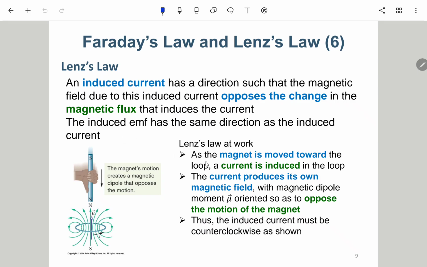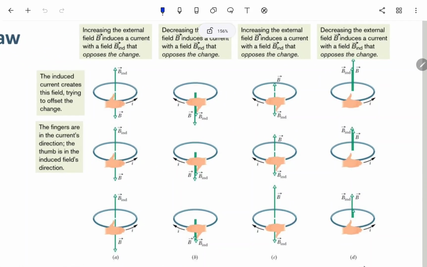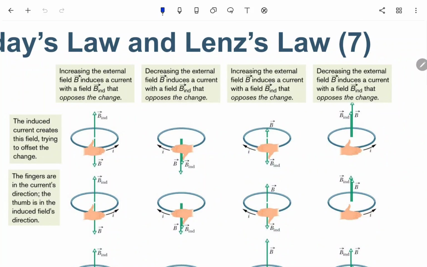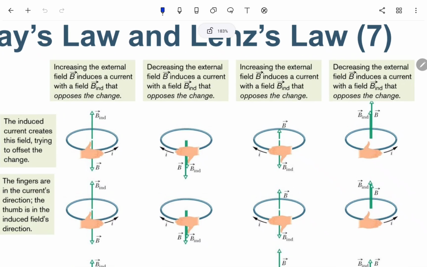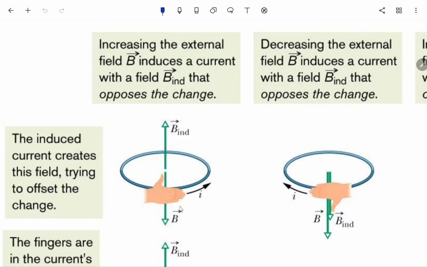So here is Lenz's law at work. The magnet bar is moved toward the loop. The current is induced in the loop. The current produces its own B field, and the magnetic dipole moment is oriented so as to oppose the motion of the magnet. So yeah, this is quite lengthy. So here, let's try to show how to determine the direction of the induced current. We start from the top left one.